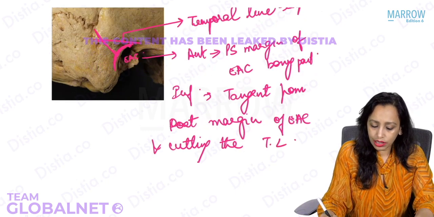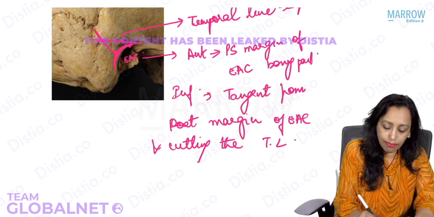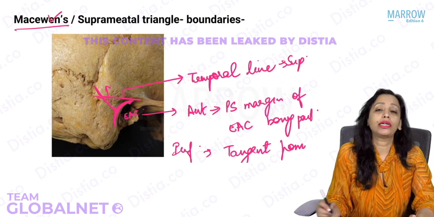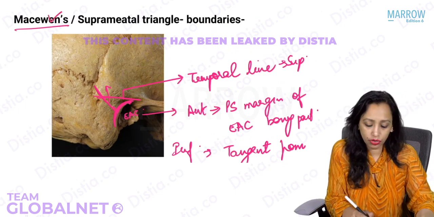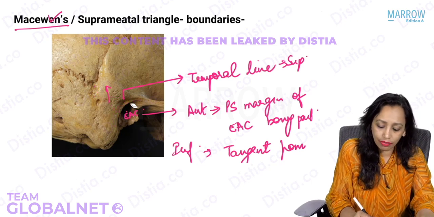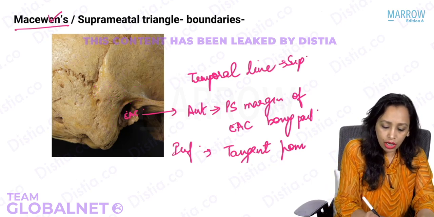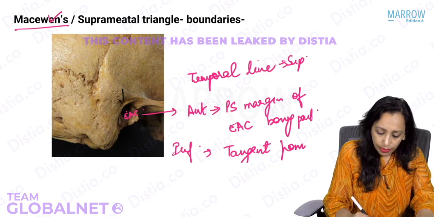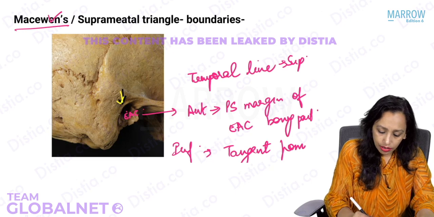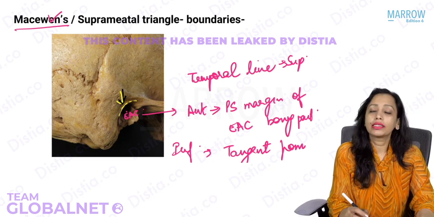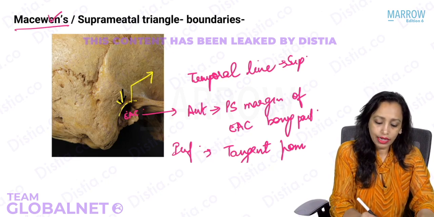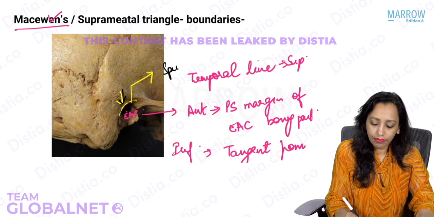So this area is what is known as the McEwen's triangle, or this is also known as the suprameatal triangle. Why suprameatal triangle? Because it is just above the external acoustic meatus. Now here in this area we have another landmark. Just see here. Can you see one spine of bone here? This spine of bone, this crest of bone, is known as the spine of Henle.